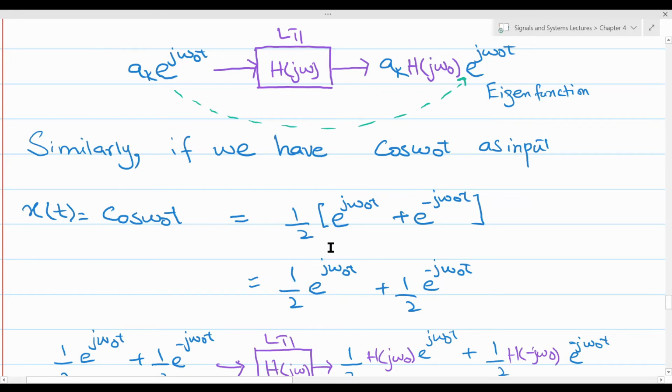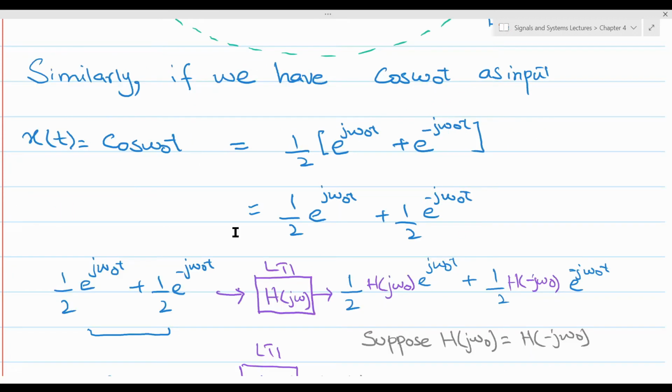Essentially, again we have the complex exponentials and we can use the same analogy discussed above. So the cos omega naught t here is represented by complex exponentials, and these complex exponentials are subjected to the LTI system. Each of these complex exponentials will be an eigenfunction of the LTI system. The complex exponentials, being eigenfunctions of the LTI system, will turn out as they are in the output.